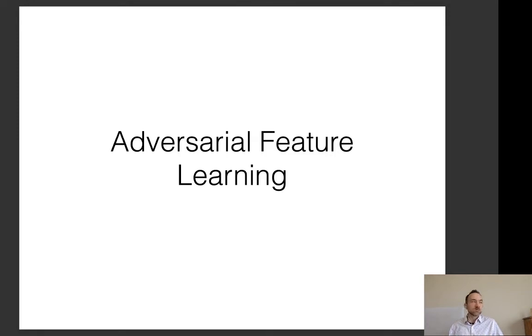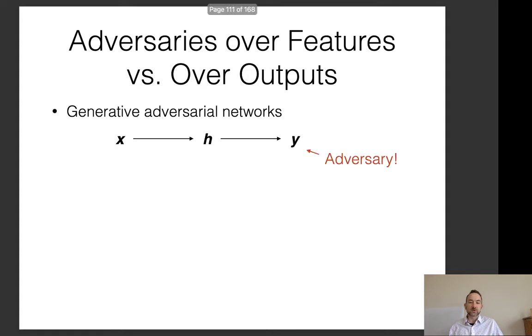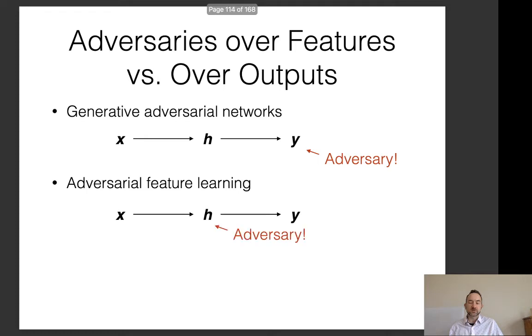Okay, so this is an example for GANs. So now I'd like to move on to the second type of adversarial method, adversarial feature learning. If we think of adversaries over features versus adversaries over outputs, generative adversarial networks are basically putting the adversary over this Y here, whereas adversarial feature learning is putting the adversary over this H. And so the hidden features H are the things that we're discriminating over.